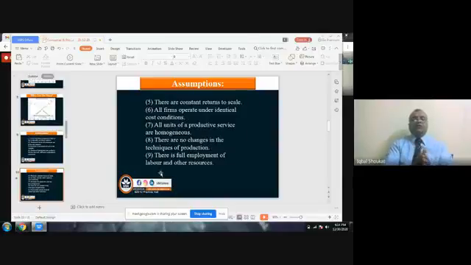Then constant returns to scale applies. Whatever benefit we get from one unit, the same benefit would be attained by every next unit. That means constant returns to scale applies. If I'm selling a product at rupee 10, the next unit would be sold at rupee 10, the third one will also be at rupee 10, and so on. It means constant returns to scale apply. Then all firms operate under identical cost conditions.